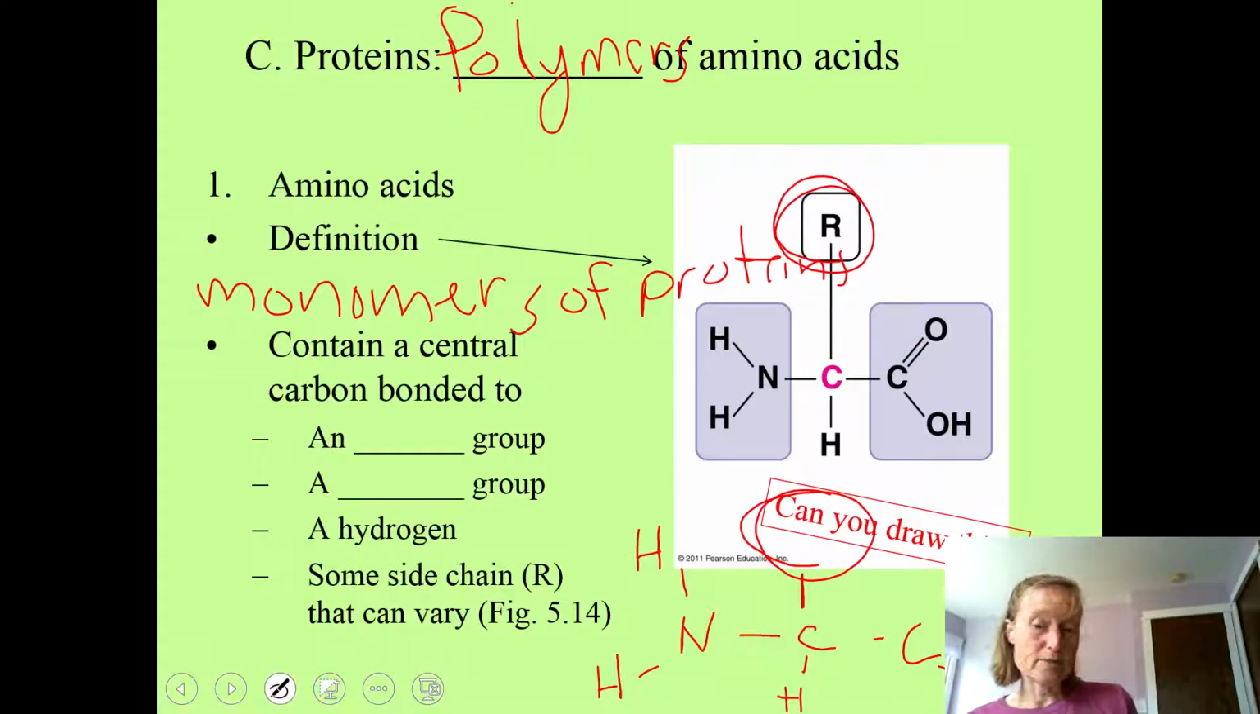Now, sometimes we draw an amino acid in its ionized form. In its ionized form, what happens is this amino group picks up an extra proton and becomes positively charged. The hydroxyl group on the carboxyl over here loses the hydrogen, or loses a proton, and becomes negatively charged. So we have different ways of drawing an amino acid, but you should be comfortable drawing either of these.